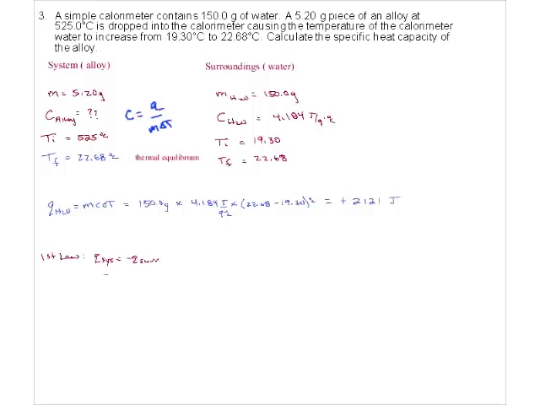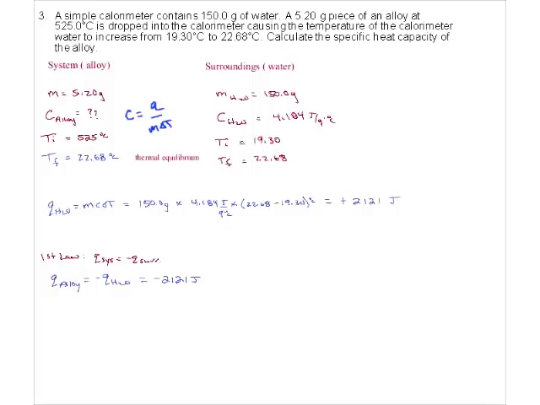The first law of thermodynamics says any energy absorbed by the water had to come from the system, or vice versa. So what we're saying then is that the Q of the alloy is minus Q of the water. In this case, the alloy lost the 2121, whereas the water gained it. So we're looking at the loss of energy by the alloy. Now that we know Q, we're in business, because we know mass and we know delta T as well.